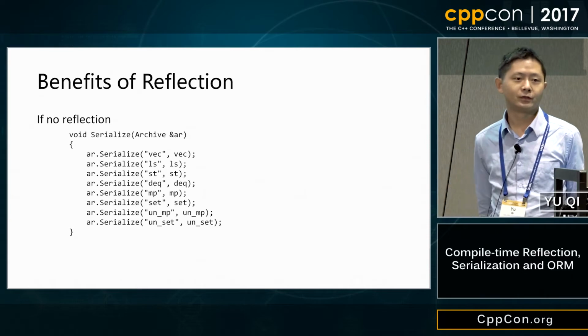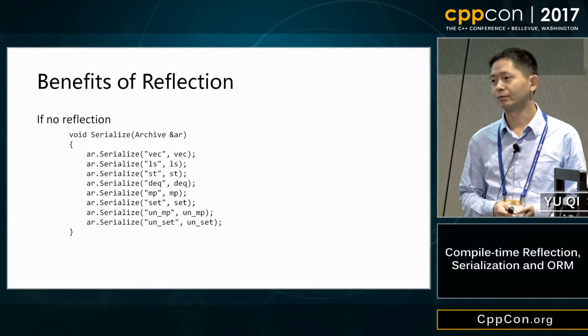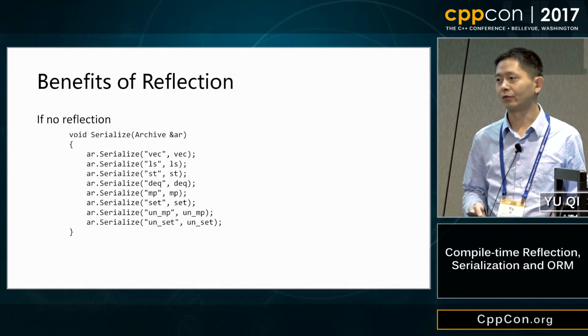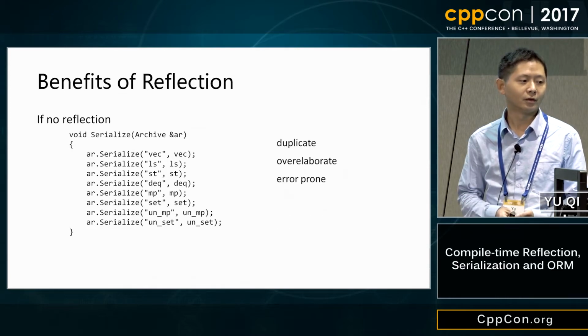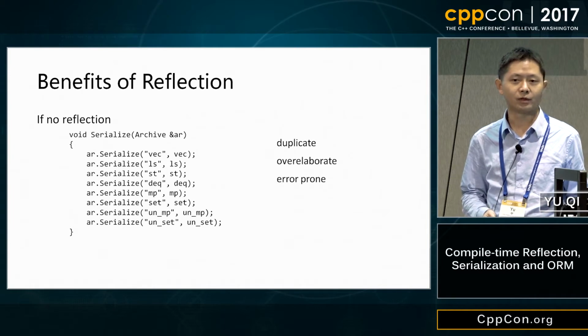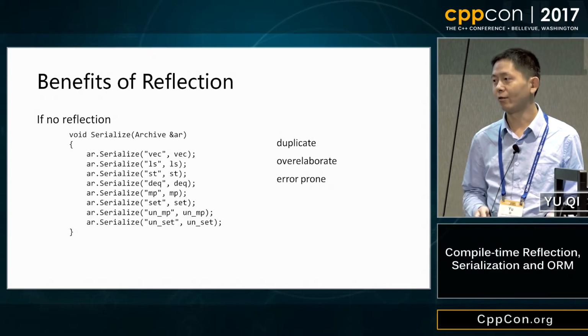This is a serialization function. If we don't use reflection, we have to write a lot of duplicate code. It's very over-elaborate and error prone. We hope the code can be automatically generated, and reflection can help us do that.